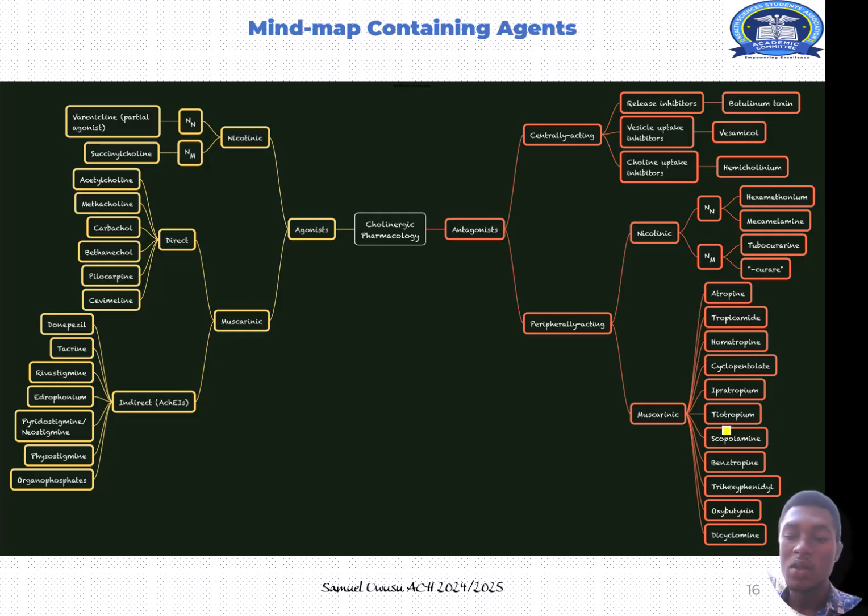Okay, then scopolamine is used in motion sickness. Benztropine in Parkinson's disease. All right, oxybutynin is used in the management of what, bladder overactivity. It makes the bladder what, soft. All right, so thank you.